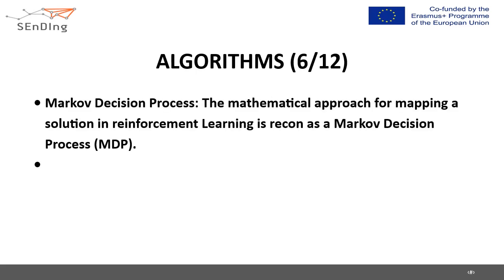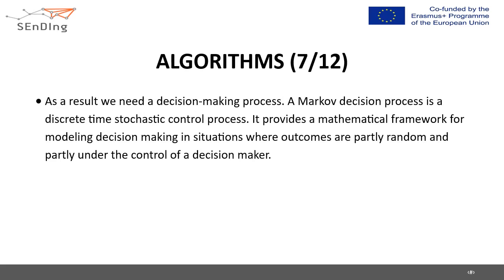Markov decision process. The mathematical approach for mapping a solution in reinforcement learning is reckoned as a Markov decision process. As a result, we need a decision-making process. A Markov decision process is a discrete time stochastic control process. It provides a mathematical framework for modeling decision-making in situations where outcomes are partly random and partly under the control of a decision maker.